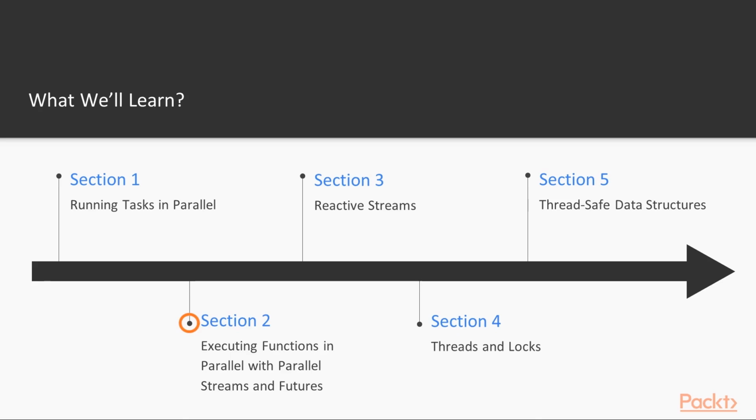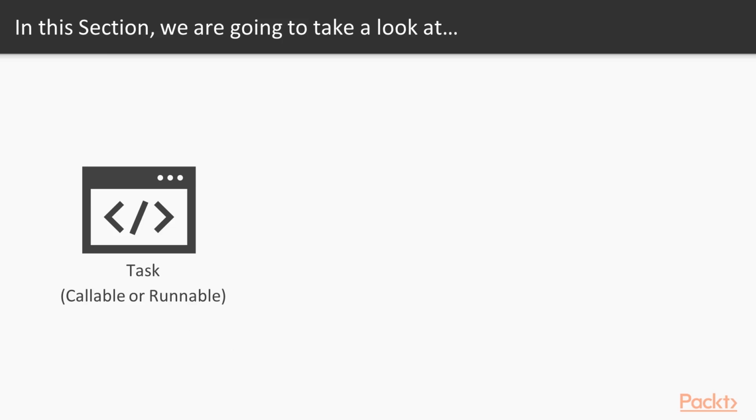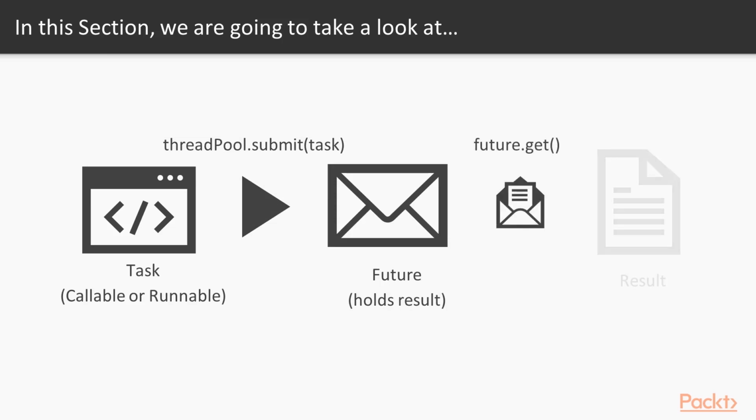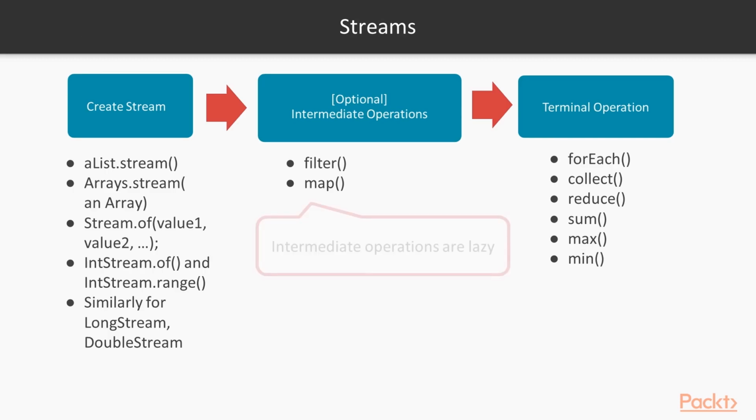It dives into a more granular level with parallelizing stream processing and function execution. In this section, we are working with the future result of a submitted task. To do it, we learn the core interfaces such as runnable, callable, and future. This section also shows how to work with parallel streams.